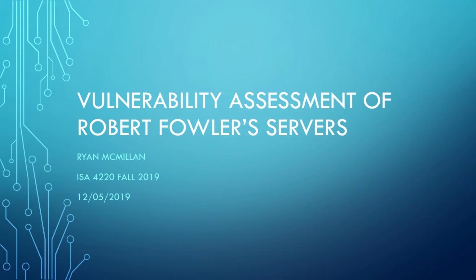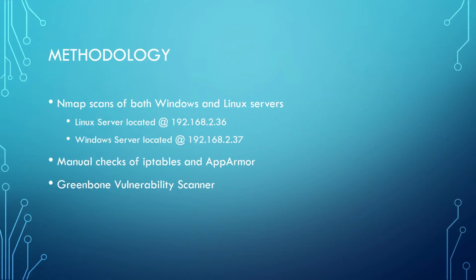So the first thing we're going to do is look at the methodology used to scan both of these systems. Both of these servers were scanned using Nmap on a Kali Linux box. What Nmap does for us is scan both servers and return what services are open and what port they are running on. An Nmap quick scan was used for both the Windows and Linux servers.